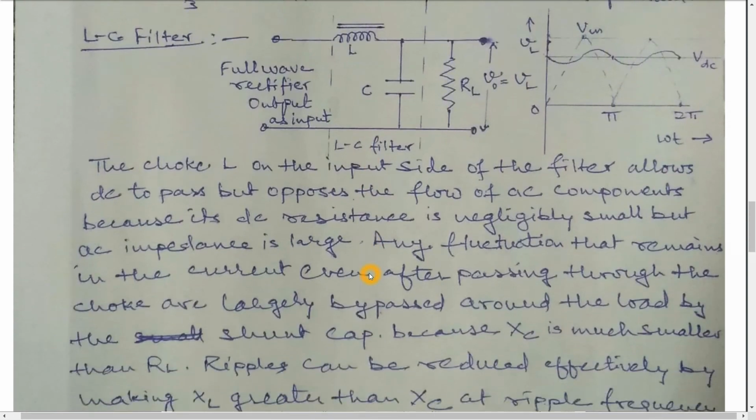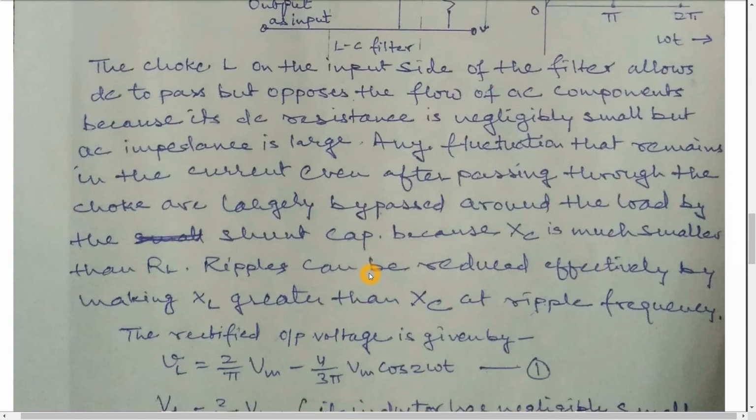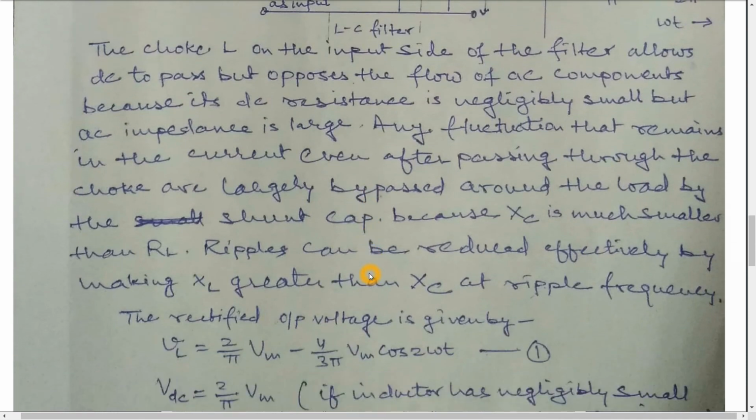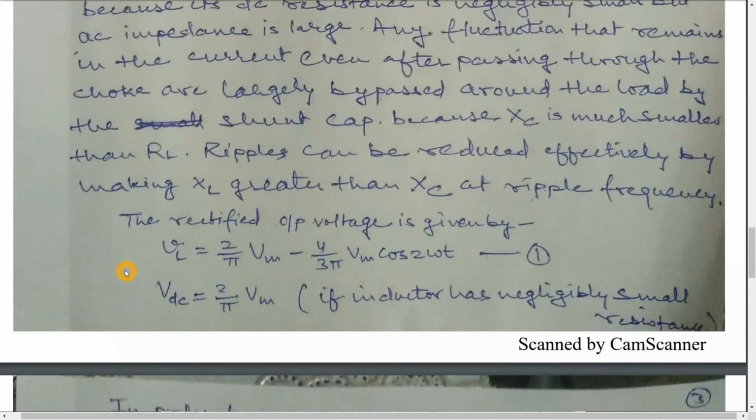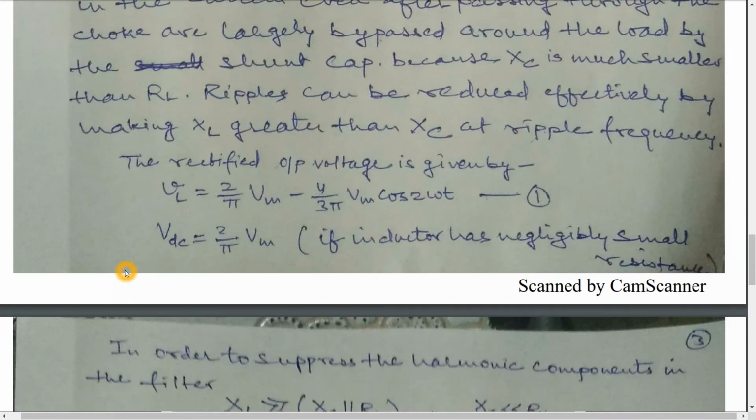The choke L on the input side of the filter allows DC to pass and blocks the flow of AC components, because its DC resistance is negligibly small but AC impedance is large. Any fluctuation that remains in the current even after passing through the choke are largely bypassed around the load by the shunt capacitor, because XC is much smaller than RL. Ripples can be reduced effectively by making XL greater than XC at ripple frequency.